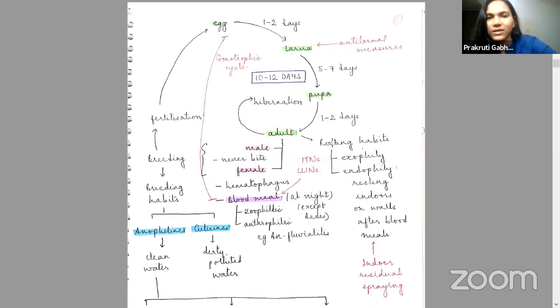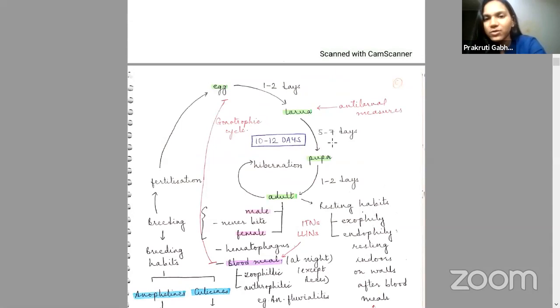Now, this is the life cycle that we were talking about. The egg, which in 1 to 2 days develops into larvae, in 5 to 7 days develops into a pupa, which is the resting state, after which it develops into an adult.